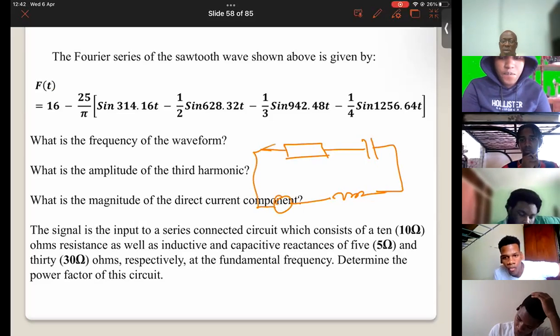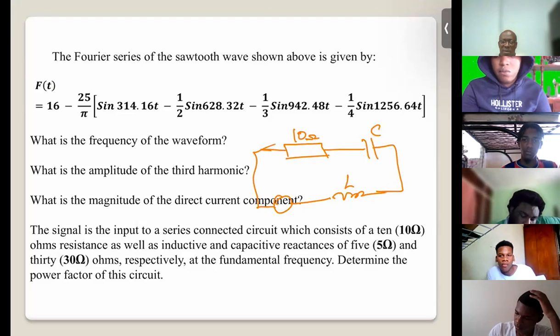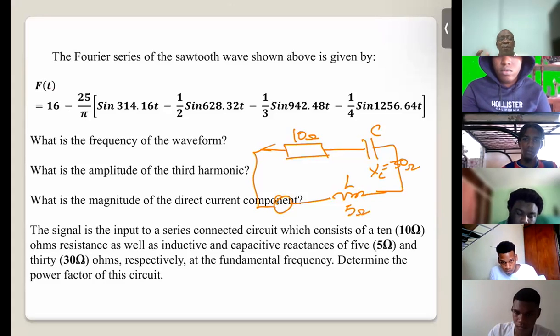All right, so this is 10 ohms. Now we don't know what C is equal to, we don't know what L is equal to, but it's not important. What we are told is that at the fundamental, XC is 30 and XL is 5. So at the fundamental, those are the values.